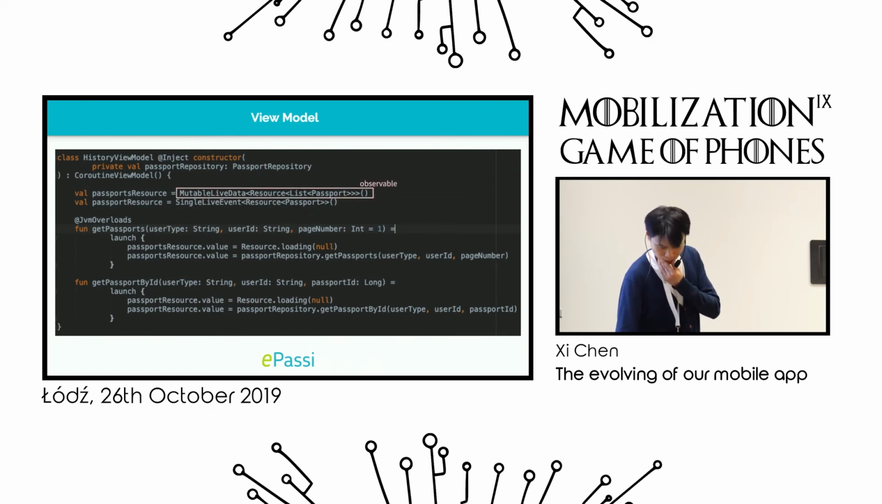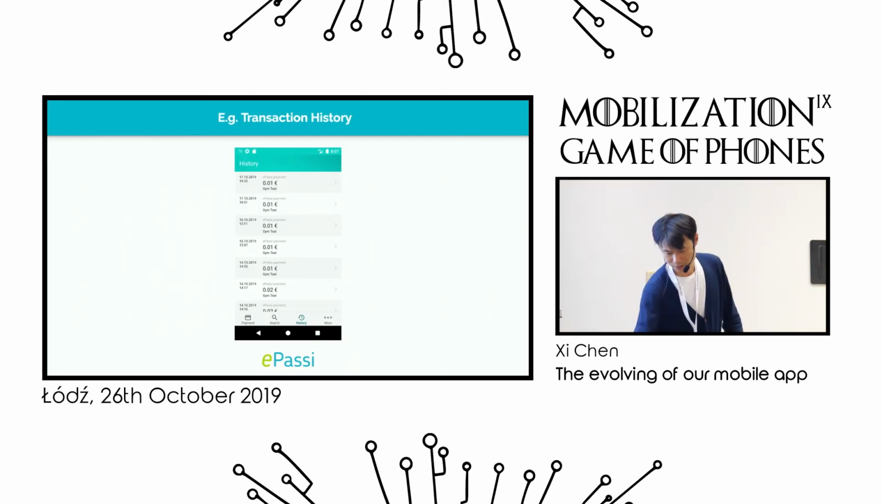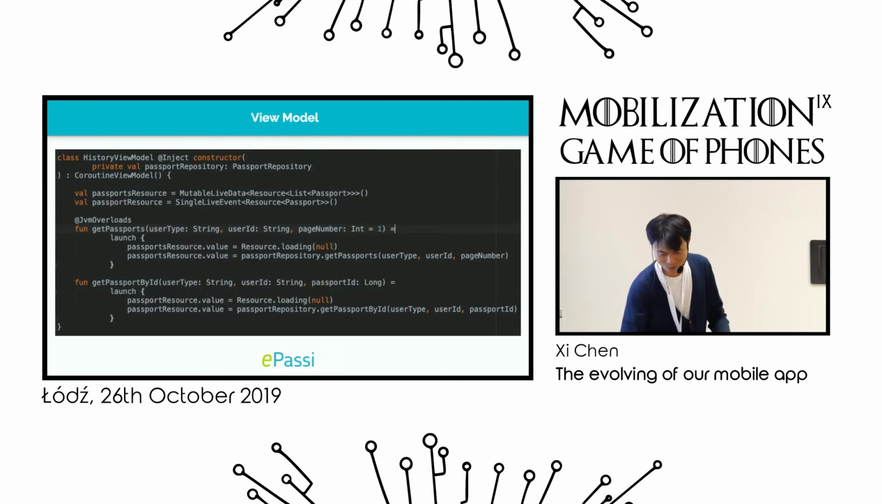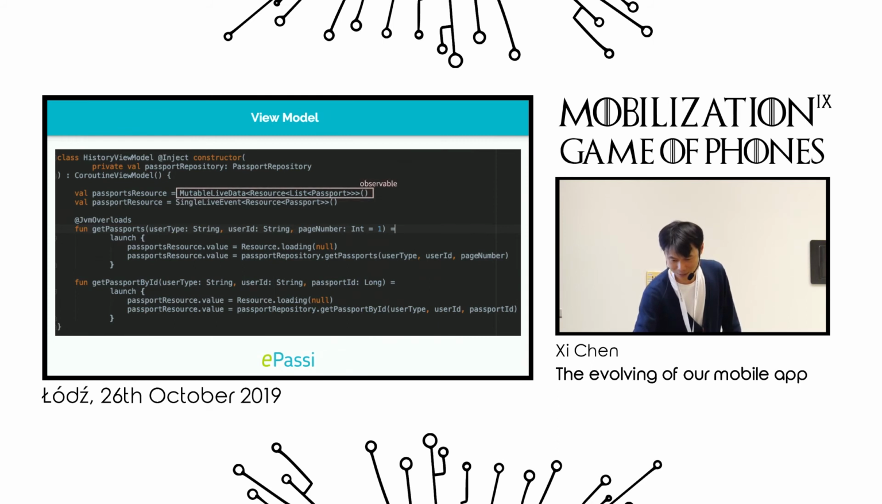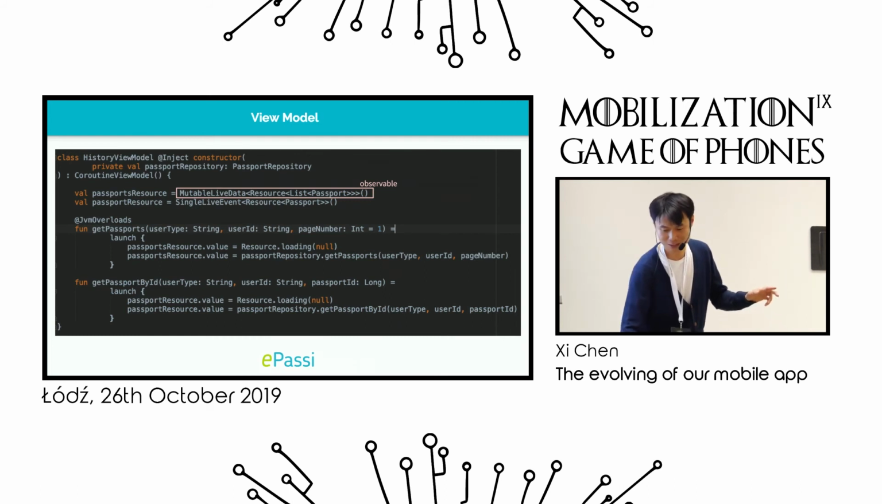Okay, this is the ViewModel. Sorry, I think I need to be fast. I take this screen as an example. This is a transaction from the user, and we use the term passport to represent the transaction for a legacy reason. Don't ask me why, because I don't know why. It's a weird name. So here in the ViewModel, we use MutableLiveData to wrap the Resource, and then in turn it wraps the list of passports.